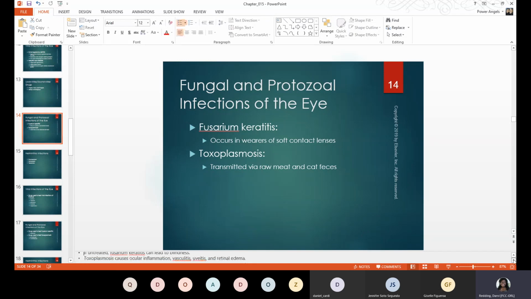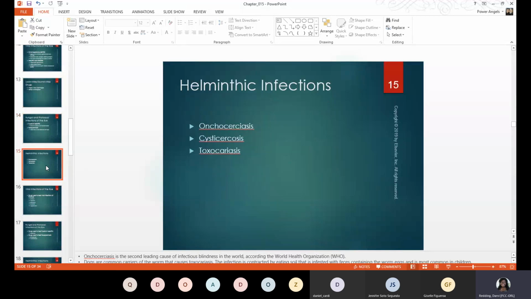And with toxoplasmosis, this causes ocular inflammation, and then it could also cause some retinal edema, which is where the eyes could swell. So now that we've learned about those two examples of infections of the eye, we'll continue to learn about other infections of the eye, which includes the helminthic. And so some examples of that would include cysticercosis and toxocariasis as examples.